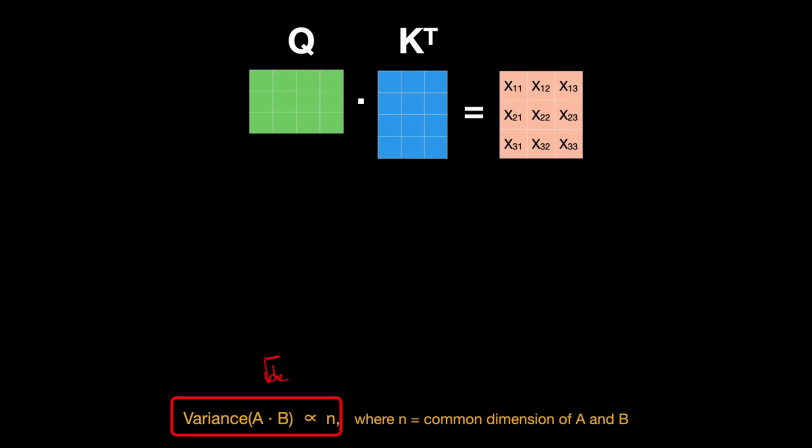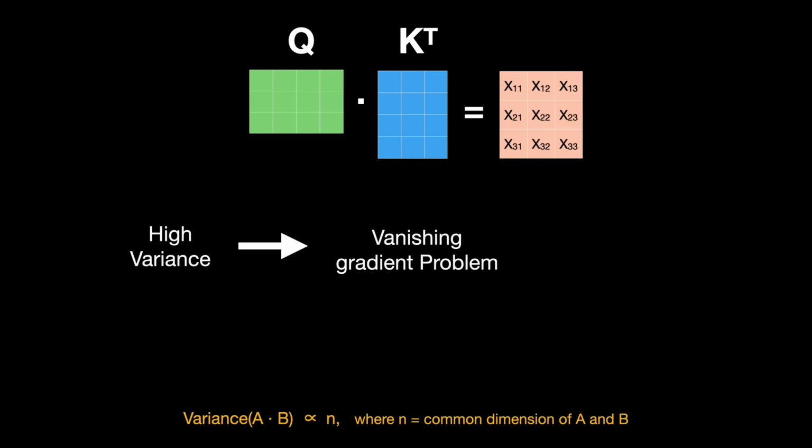My answer to that question is, whenever we have high variance in deep learning, it leads to vanishing gradient problem. And vanishing gradient problem hinders the overall training of the model. So as the variance of this matrix is directly proportional to the dk, which is 64, the variance is going to be high. And high variance is going to lead to vanishing gradient problem and it will hinder the training of the model. So we divide by root of dk to lower the overall variance.